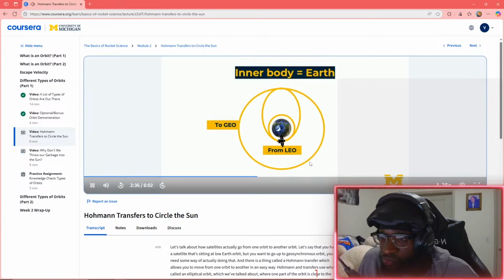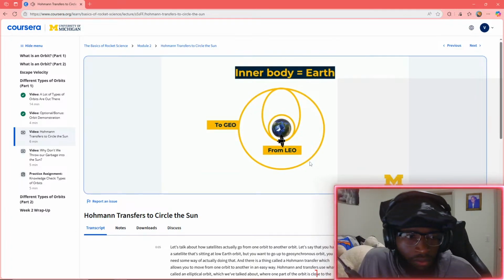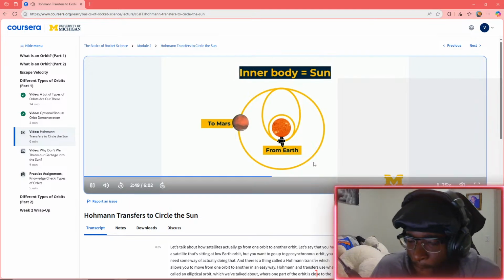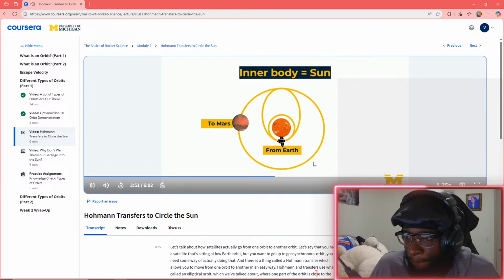An ellipse and circle is useful all over the place. So if you want to go from low Earth orbit to geosynchronous orbit, you use a Hohmann transfer, and the inner body is the Earth. If you want to go from Earth to Mars, it looks exactly the same.